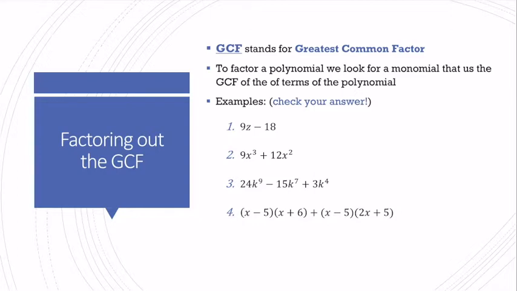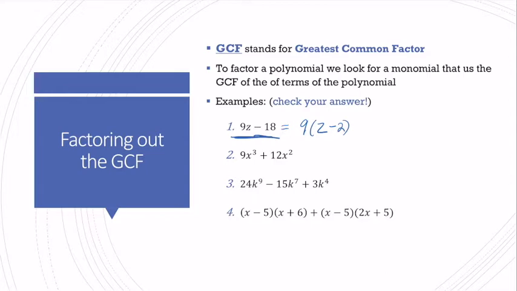So let's take a look at 9z minus 18. The greatest common factor between 9z and 18 is going to be 9. So we can pull out a factor of 9. So this would be equivalent to 9 times z minus 2. And you see that if I redistributed this 9, I'd get back to my original expression.